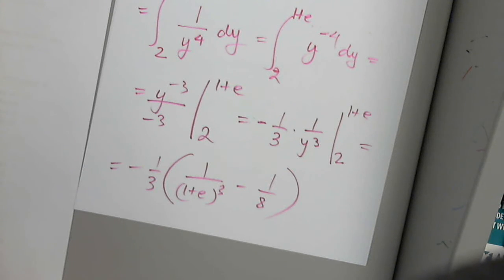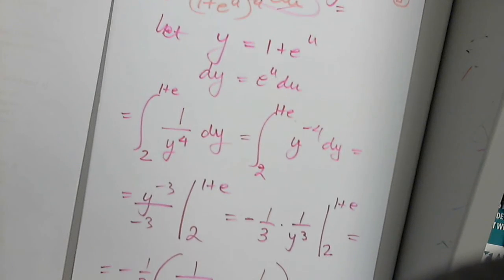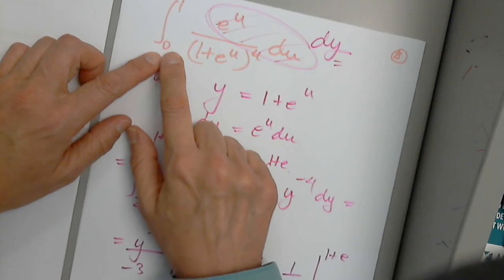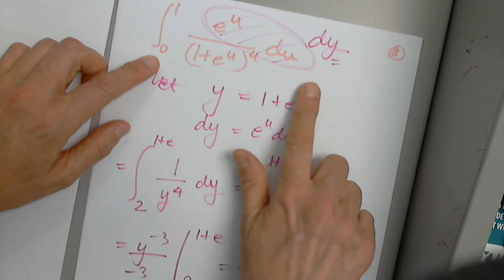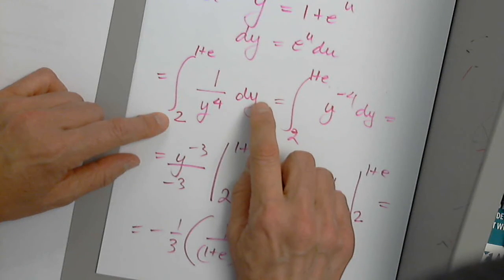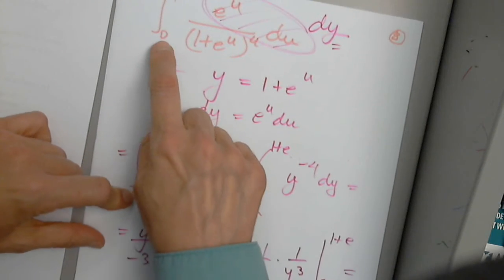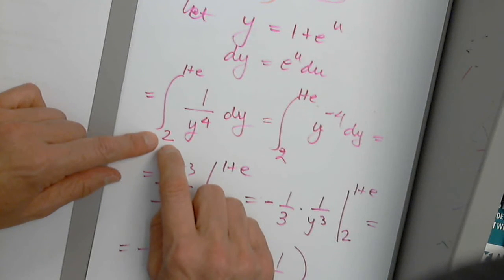Any questions? Any questions? Is this okay? Ricky? Why is the limit 1 plus e? So the lower limit for u is 0. e to 0 is 1. 1 plus 1 becomes 2. So we are looking to find the limits for y. If the lower limit for u is 0, the lower limit for y will be 2.